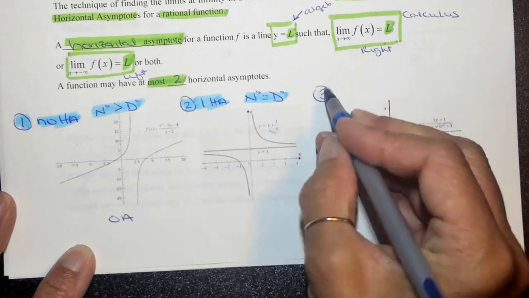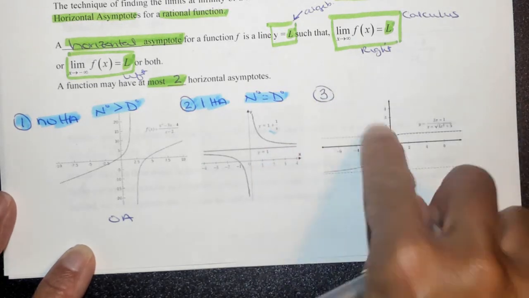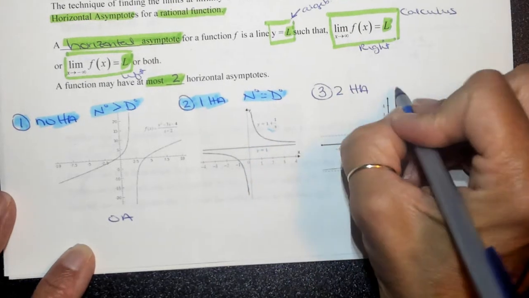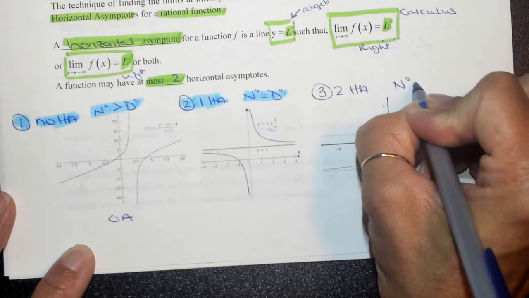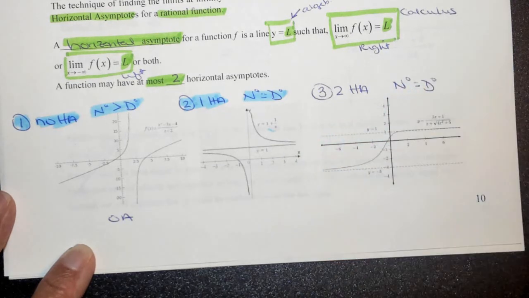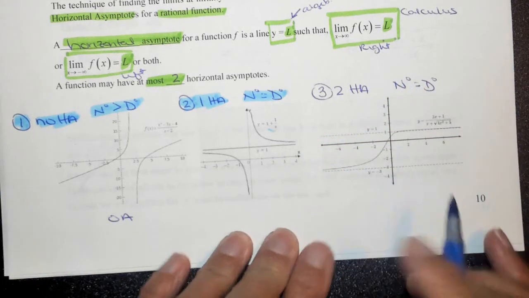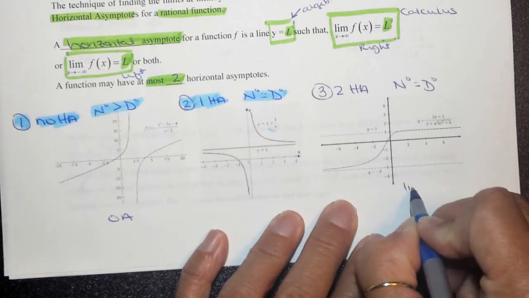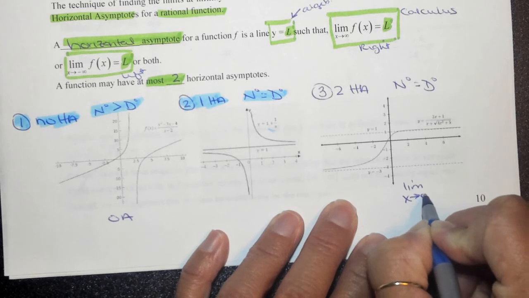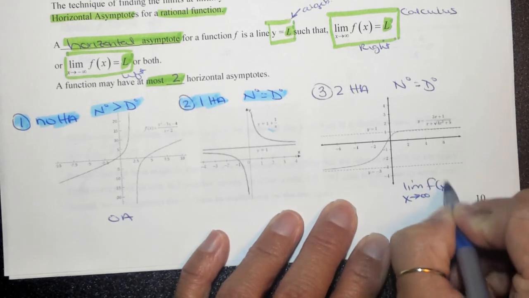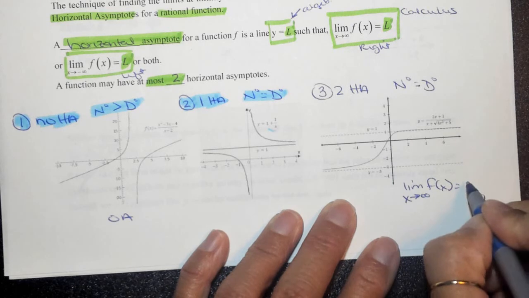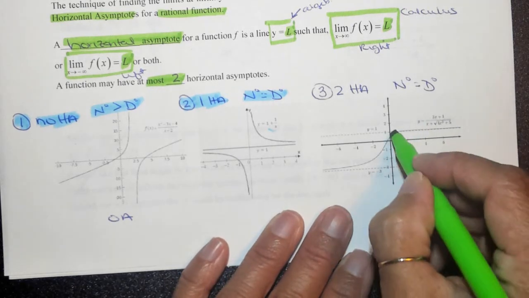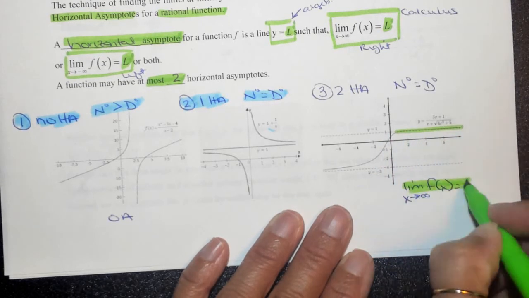Okay. Third scenario, we have 2 horizontal asymptotes. Okay, and in this case, this is the same where you have the numerator's degree is equal to the denominator's degree, but you have your end behavior is different. So if you take a look at the right side, we're saying that the limit as x is approaching positive infinity of f of x, this is equal to 1. Okay, so this is when the graph is going off in this direction right here. Okay, so this is what we have.